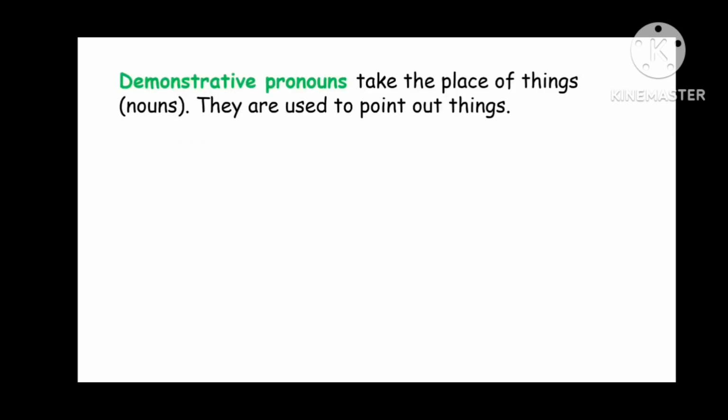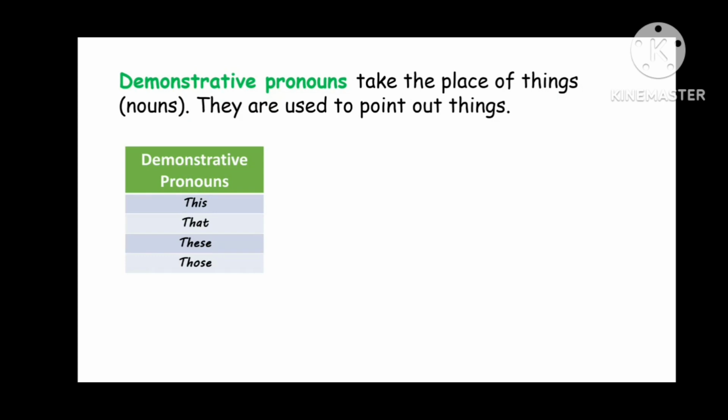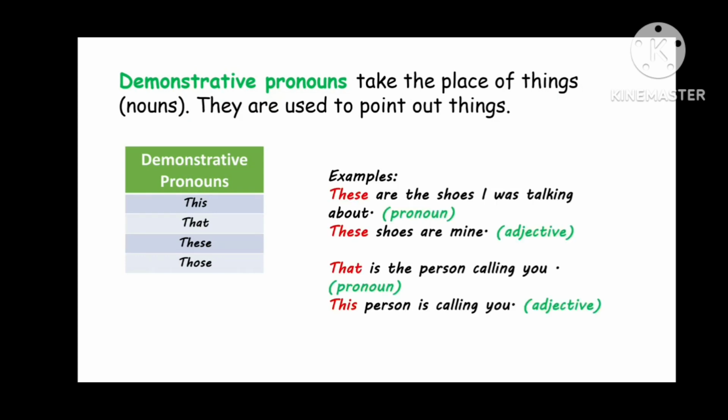Next is demonstrative pronouns. Demonstrative pronouns take the place of things. They are used to point out things. This, that, these, those are demonstrative pronouns. We also have demonstrative adjectives, and the difference is that demonstrative pronouns replace a noun in the sentence while a demonstrative adjective qualifies a noun. These are the shoes I was talking about is a demonstrative pronoun. Here these is a demonstrative pronoun. These shoes are mine. Here these is a demonstrative adjective. That is the person calling you. That is a demonstrative pronoun. This or that person is calling you is a demonstrative adjective.